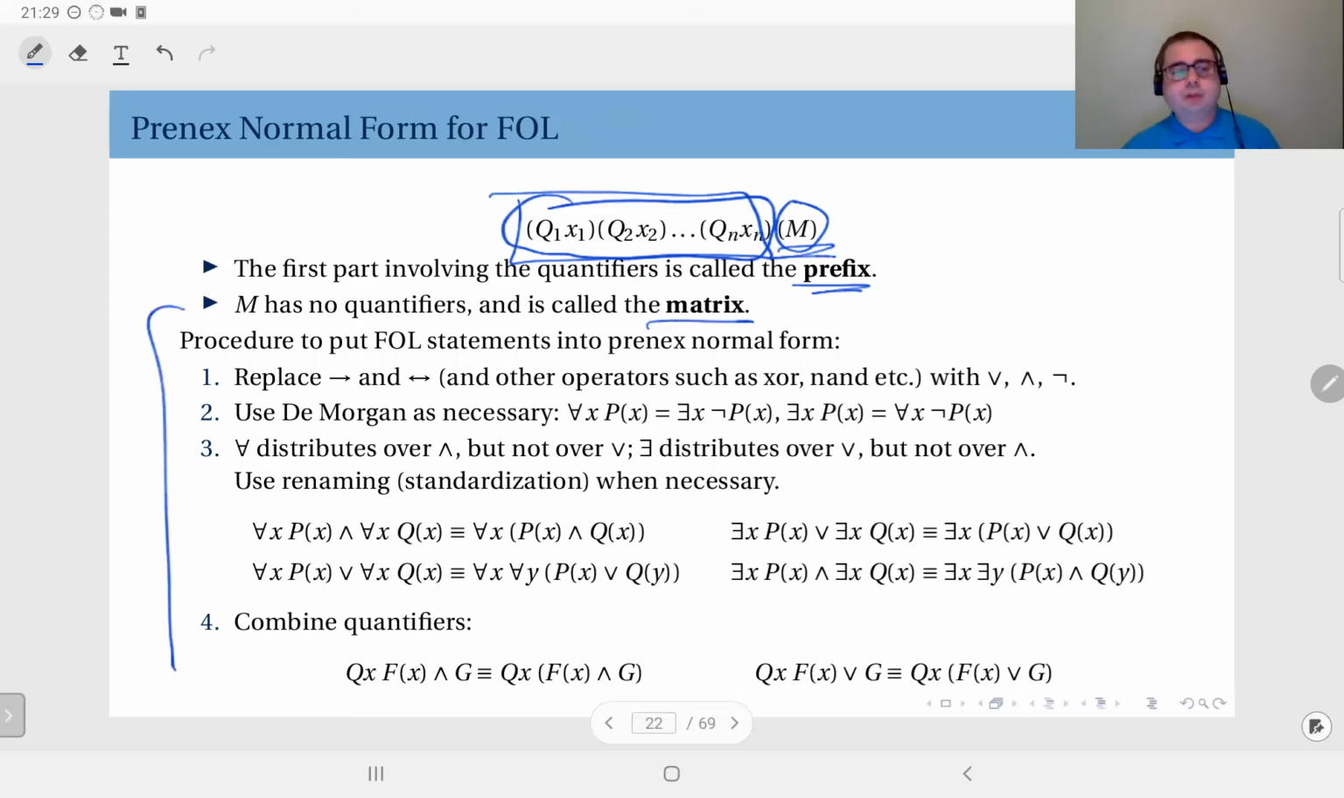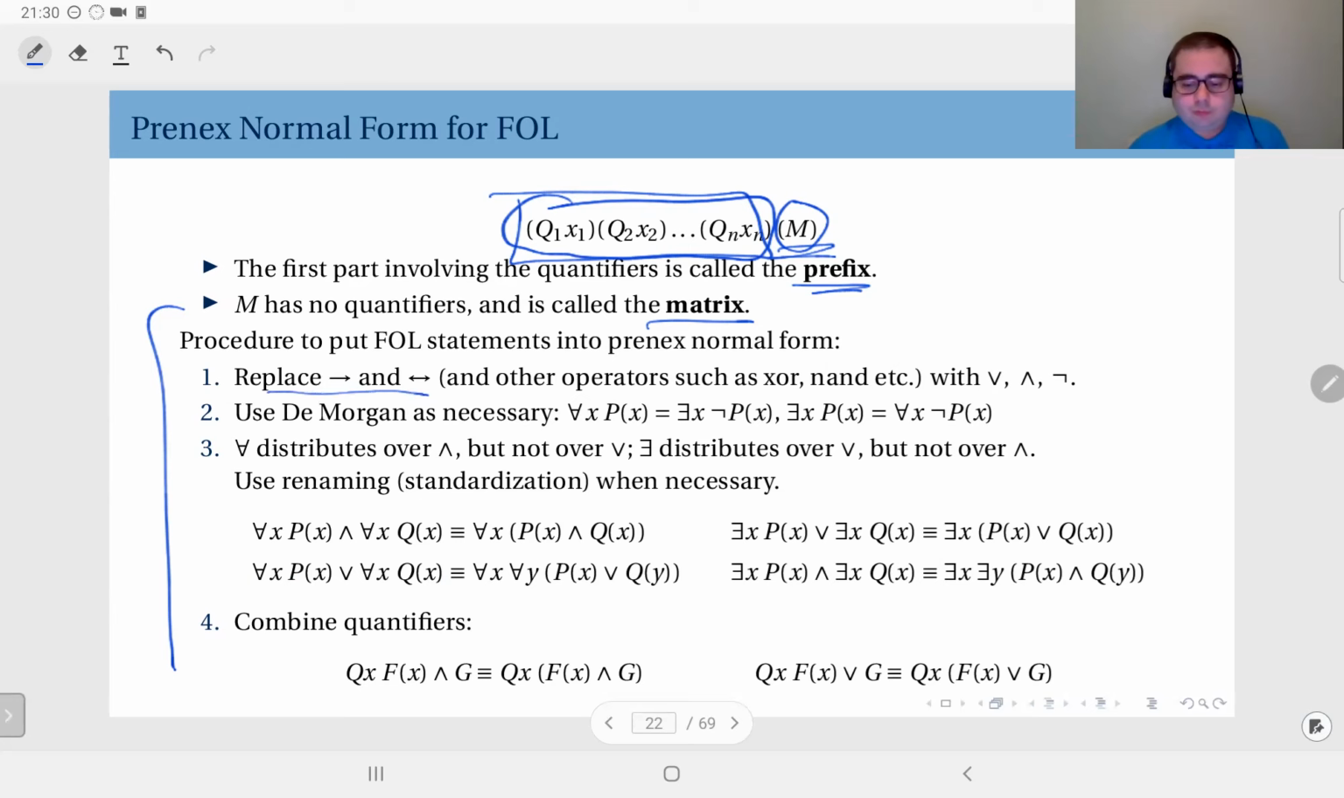Okay, so this is the procedure listed here. This is the procedure to put a first order logic statement given to us into the Prenex normal form. We start with anything that is not an AND or an OR. If you have NAND, NOR, XOR, of course, implications, biconditions, etc., first of all, get rid of all those, replace them with ANDs, ORs, and negations. Usually you will not see XORs, NANDs, etc. when dealing with these, but you will encounter a lot of conditionals. So those are the main things.